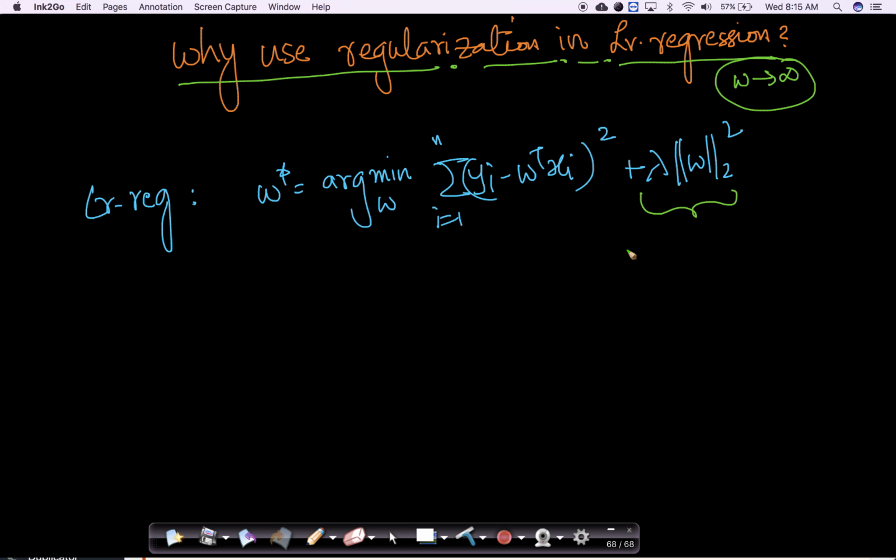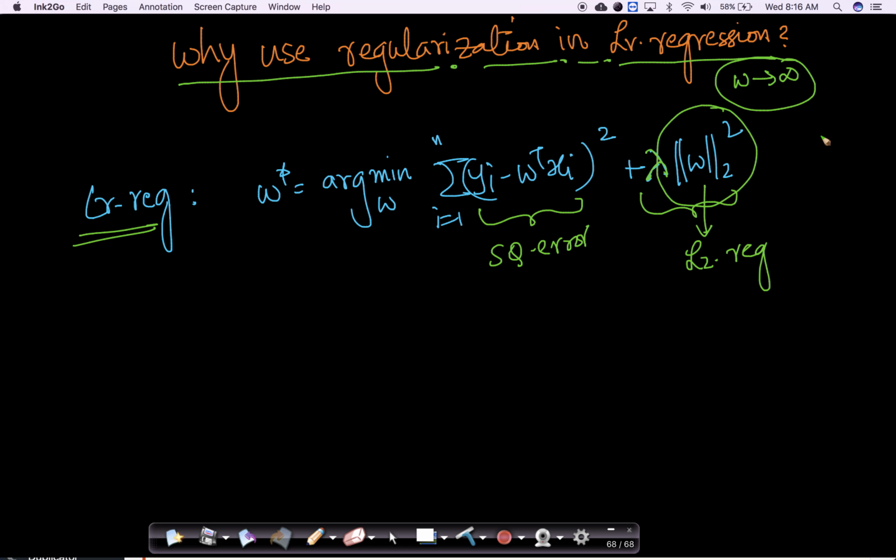So this is the optimization problem that we solve as part of linear regression, right? We're trying to find a W star which minimizes my squared error. This is my squared error, plus some lambda times my L2 regularizer, where lambda is the hyperparameter. This is my L2 regularizer. Now the fundamental question is, why do we need it? What happens if it's not there?